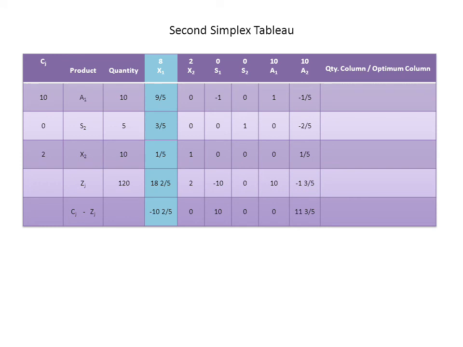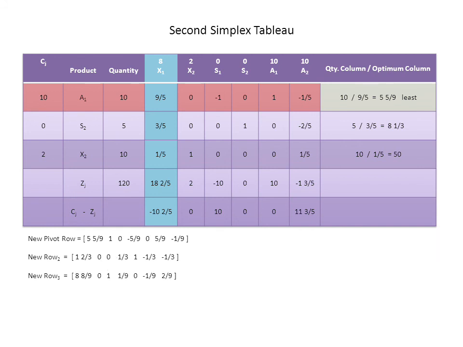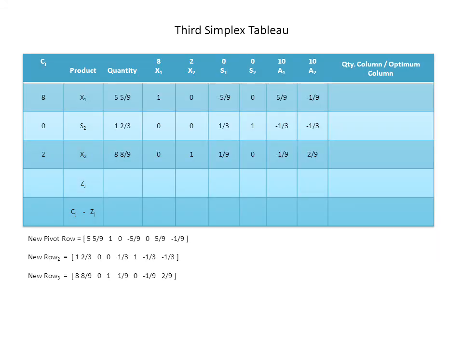Then the new optimum column is the x1 column, and the new pivot row is row 1. Find the values of new rows. Okay, and after that, construct the third simplex tableau.